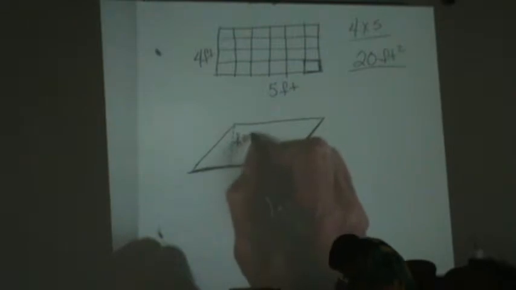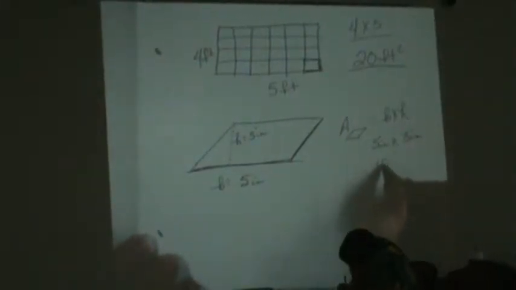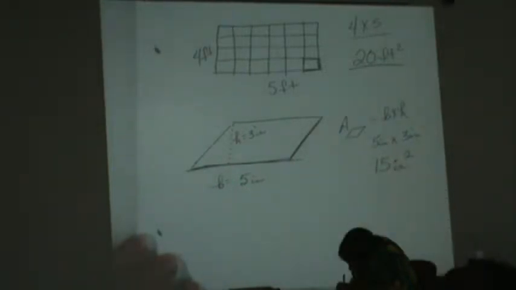Let's say the height is 3 inches and the base, they call the bottom of it the base. The area of a parallelogram is the base times the height. Okay, so the base is 5 inches, height is 3 inches, so the area is what? 15. 15 what? Inches squared. Square inches. Inches squared or square inches? Okay.